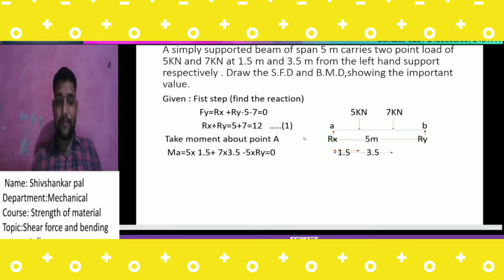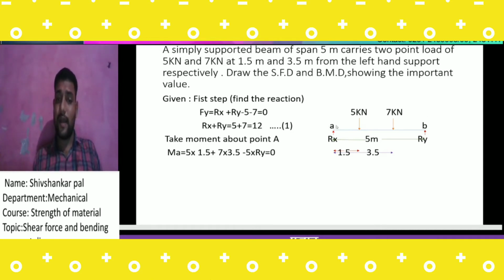Both variables, Rx and Ry, appear in the equation, and then it is difficult to solve for Rx and Ry. So to find the reactions, take the moment either about A or about B.